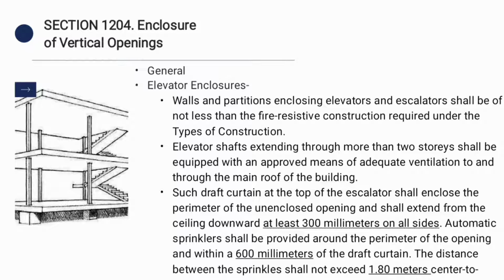So the enclosing walls of elevator shafts may consist of wire glass set in metal frames, but that is only applicable on the entrance side of your elevator shaft. And then if your structure is more than 2 stories, it should be equipped with adequate ventilation through the main roof of the building, provided that in those buildings, usually Groups F and G occupancies, they are usually already equipped with fire extinguishing systems.